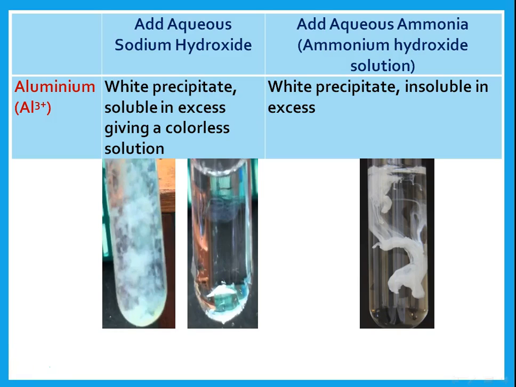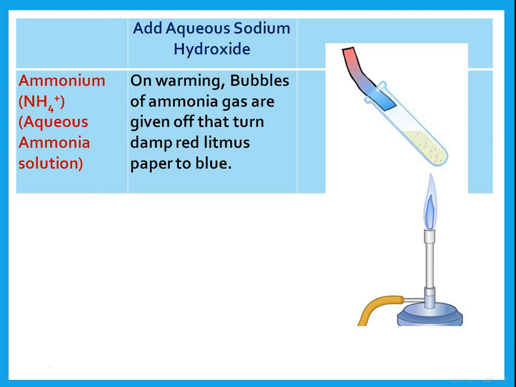What if we add aqueous ammonia to something that has aluminium? Then I will end up with a white precipitate that remains. As I add more and more ammonia solution, the white precipitate remains. So we say it is white precipitate insoluble in excess. So the white precipitate does not disappear. Okay, please make sure you memorize all of these.